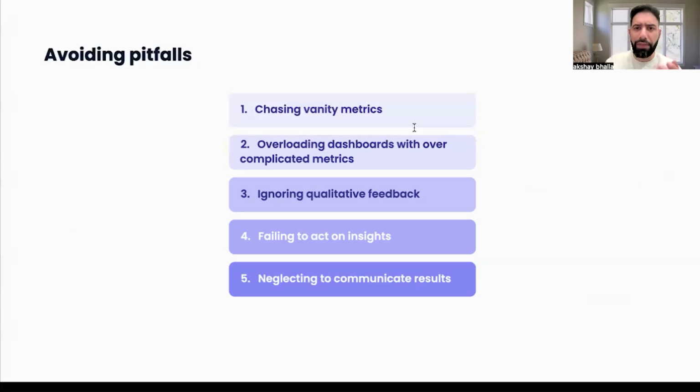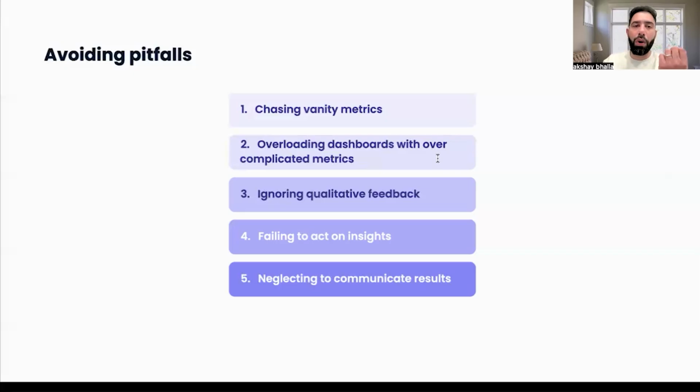Always ask yourself, does this metric help me understand whether the product is delivering the value for our users? Instead, focus on the actionable metrics like activation rates, feature adoption, task completion rate, or onboarding timings, which really directly tie back to the user outcomes.